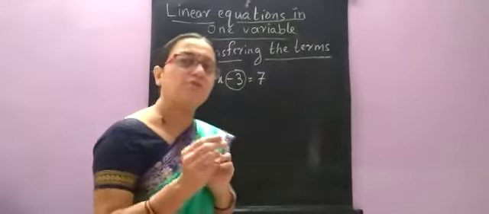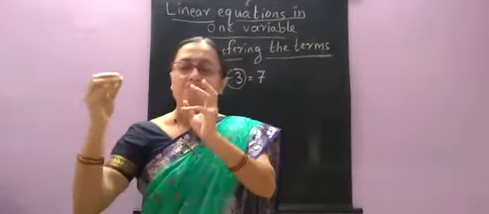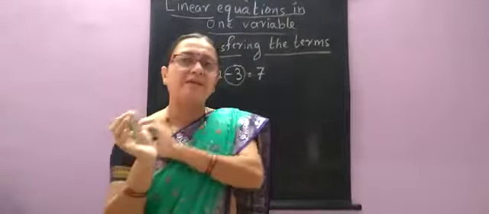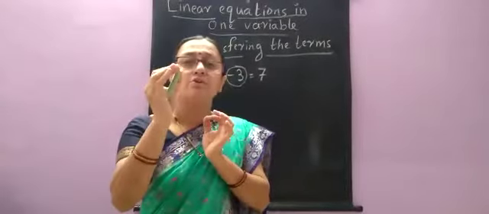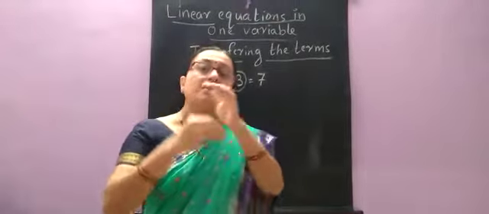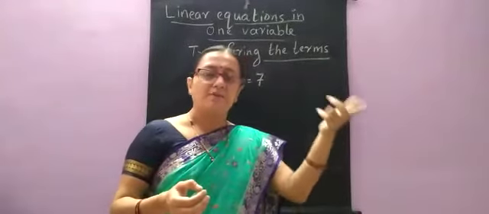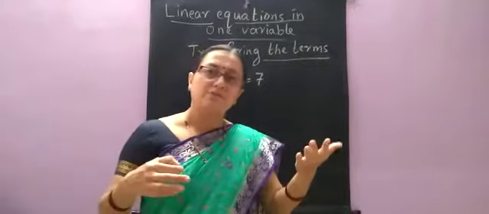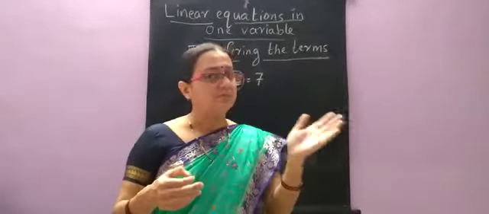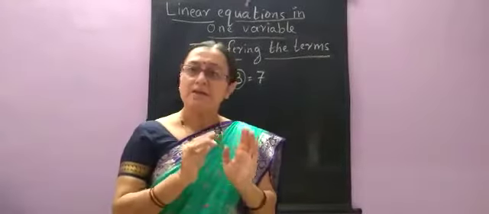What is the rule for shifting the terms? In case of integers, we have learned that when we shift something from the left side to the right side or right side to the left side, the sign of that particular constant changes. If it is minus, it becomes plus. If plus, it becomes minus. If it is multiplication, it becomes division. If it is division, it becomes multiplication. Same integer rules we are following here.